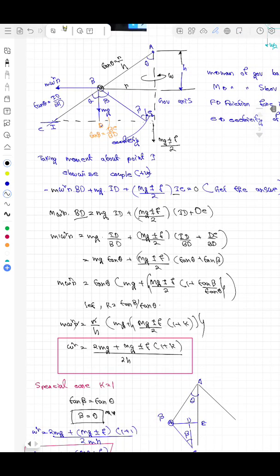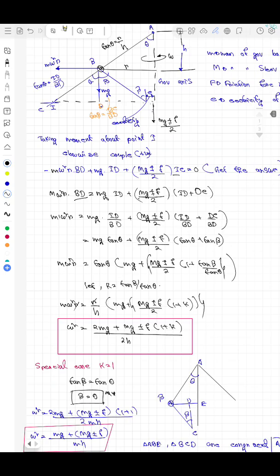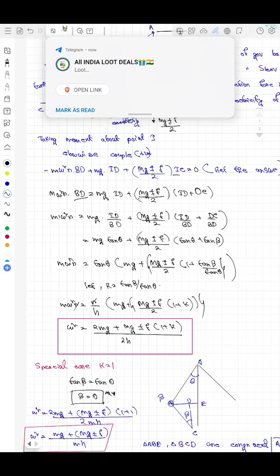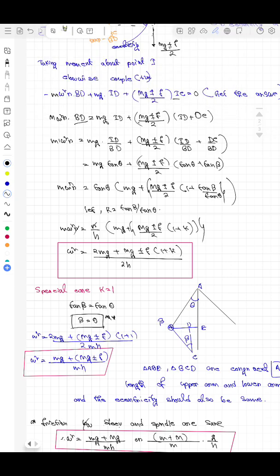Now putting the values in equation 1, we can see omega square, the rotating force, equals mg plus... And the special case is when tan beta and tan theta are equal, then what will happen? K equals 1, and mg equals mg plus or minus F by mh.